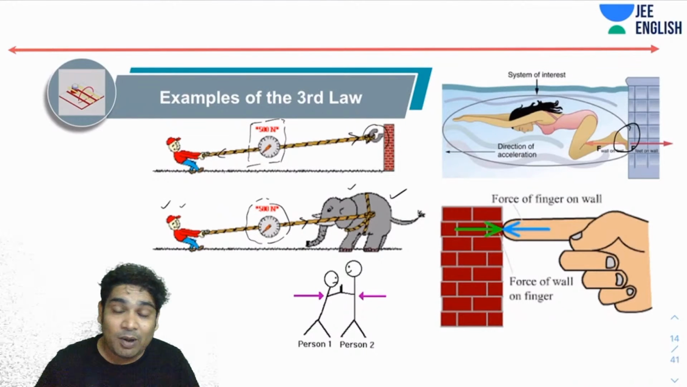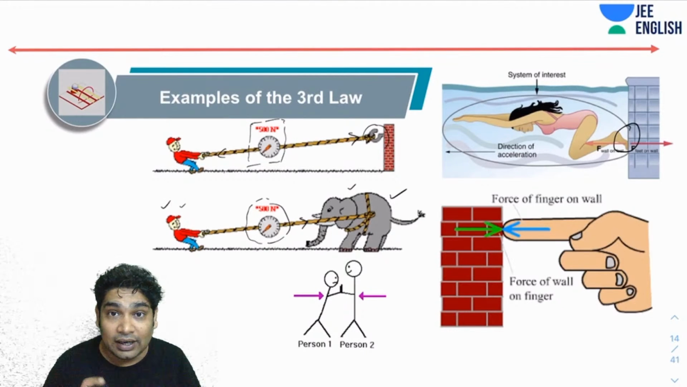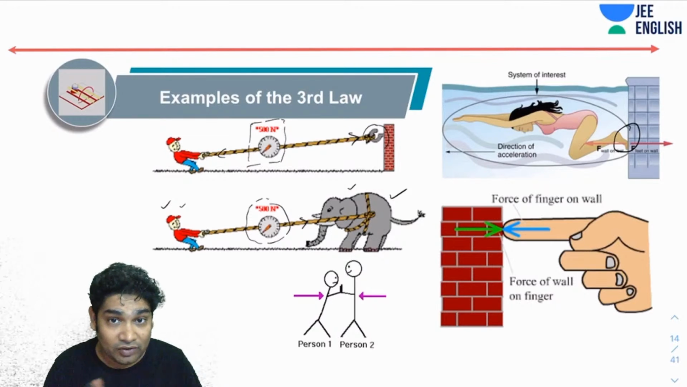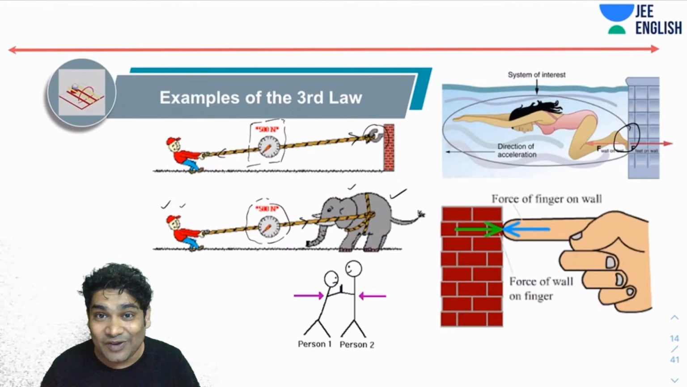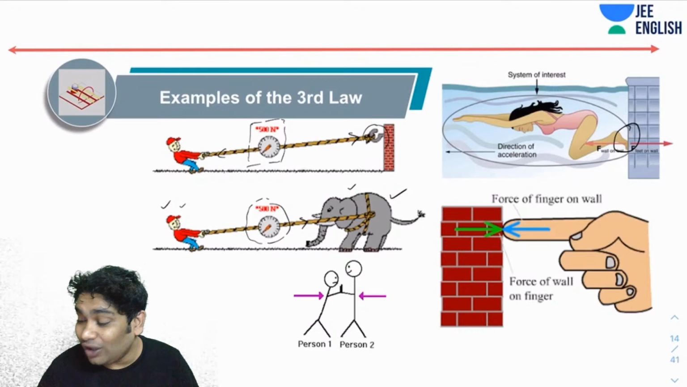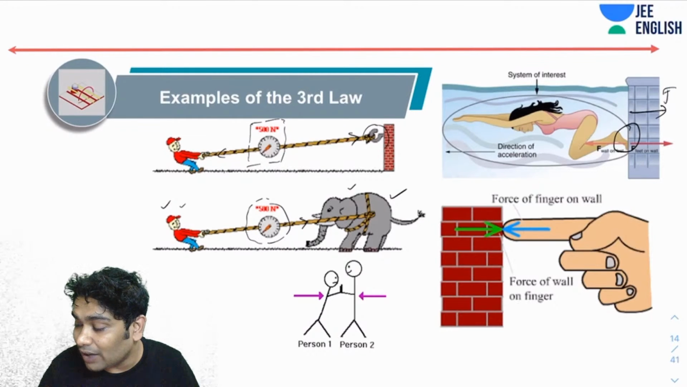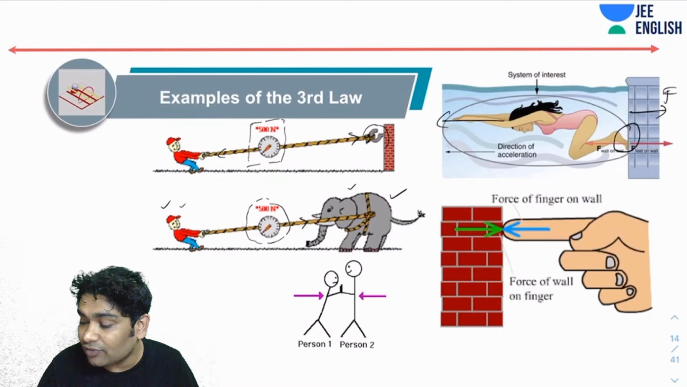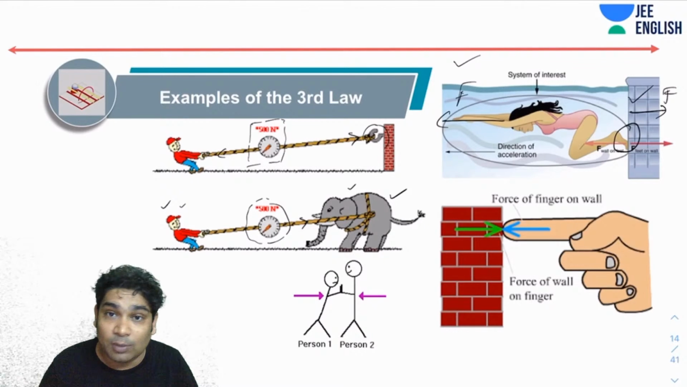But please remember a few things about third law. In the third law, the forces are always equal and opposite. However, these forces are acting on different bodies. So, if the wall feels a push backward, the swimmer feels a push forward. So, if the action is taking place on one body, the reaction always takes place on another body.